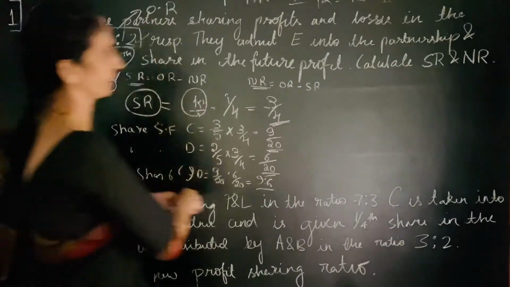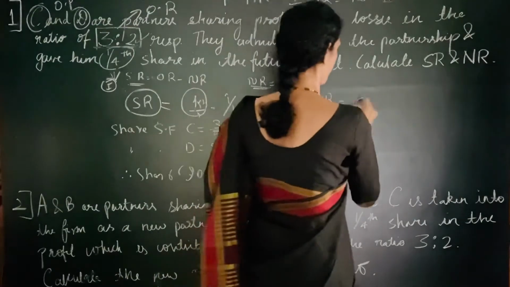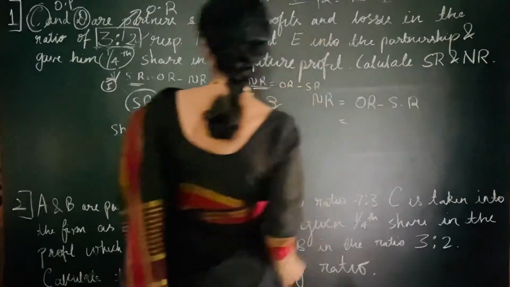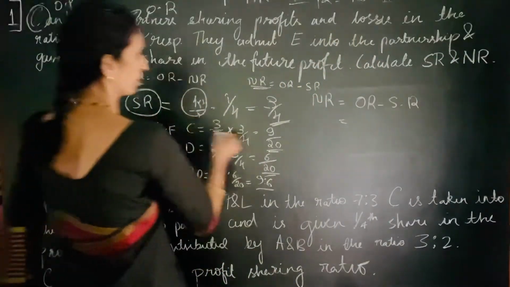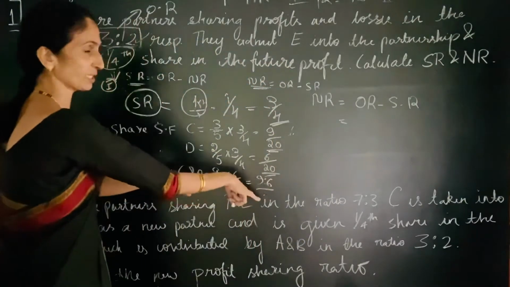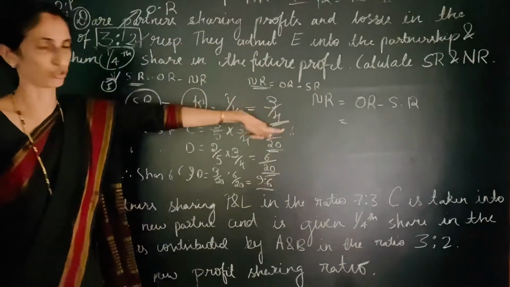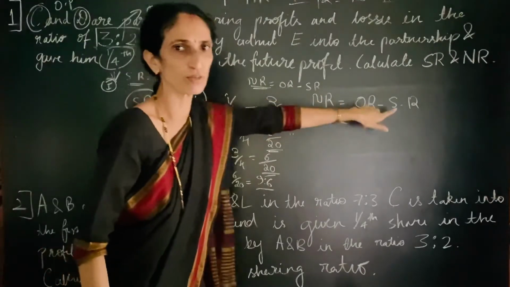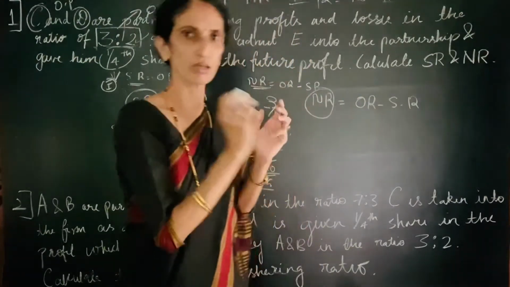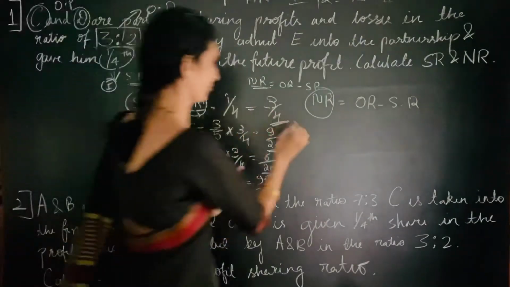Then we have to calculate the new ratio. How to calculate the new ratio? The new ratio is equal to the old ratio minus the sacrifice ratio. We have already calculated the sacrifice ratio here, and we know the old ratio, so it is very easy to calculate the new ratio. The formula for the new ratio is old ratio minus sacrifice ratio. So remember, always in the new ratio, all the old partners' share plus the new partner's share should be included.